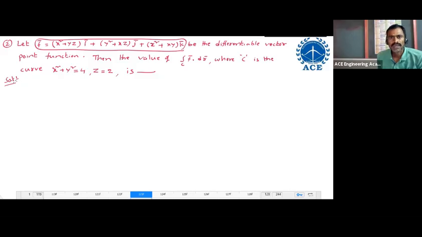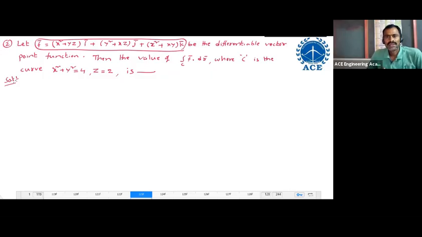The value of the integral over C of f bar dot dr bar is required. We are given a line integral, and C is the curve x square plus y square equal to 4. It is the equation of a circle, and no condition on the circle means it is a closed curve. Whenever a line integral is given along a closed curve, we can evaluate the integral by using Green's theorem. We know that one. Here also a line integral is given and a closed curve is given, but one difference is there.